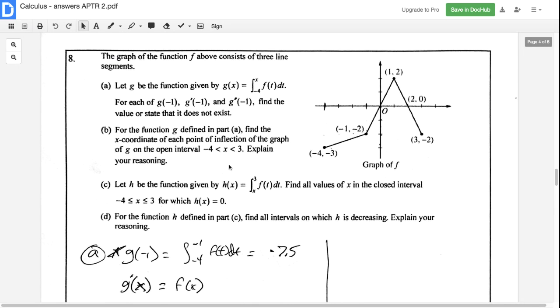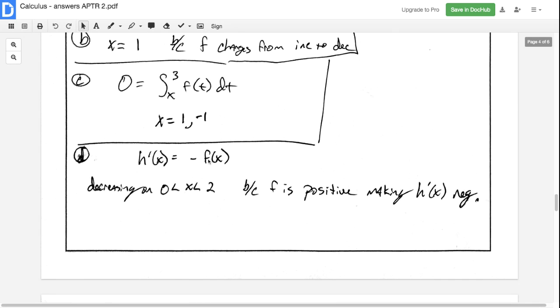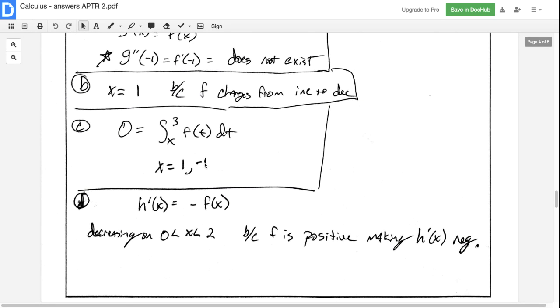All right. And for the function h, we want to know when h is decreasing. So h is going to be decreasing when its derivative is negative. So I need to find the derivative of this. Notice my variable's in the bottom here. So when I plug it in, I'm going to have a negative out front since it's in the bottom. So the derivative of h is going to be negative f of x.